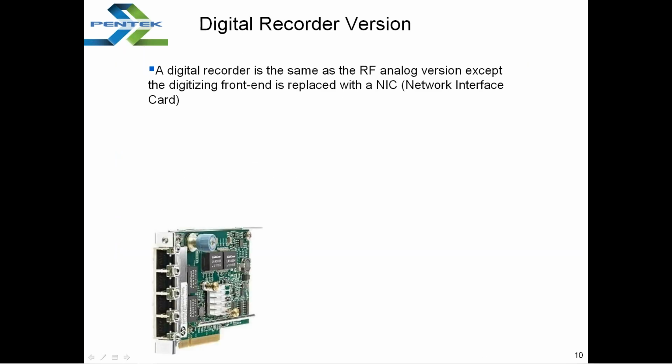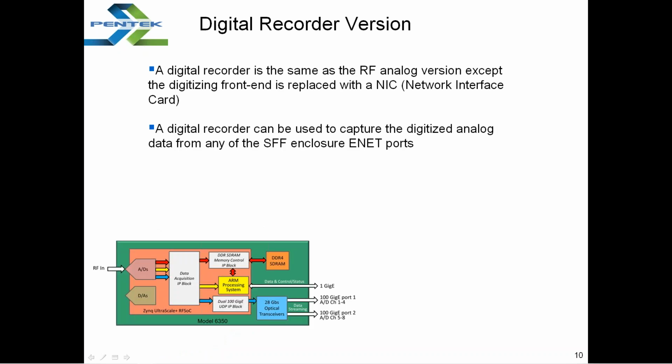There's also a digital version of this recording device. A digital recorder is the same as the RF analog version, except the digitizing front end is replaced with a network interface card. And you see in the lower left a typical example network interface card with 4 QSFP transceivers.